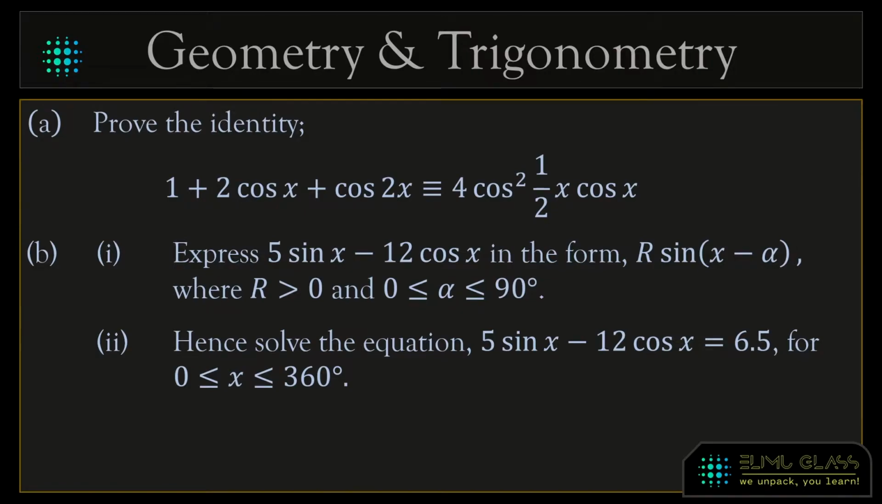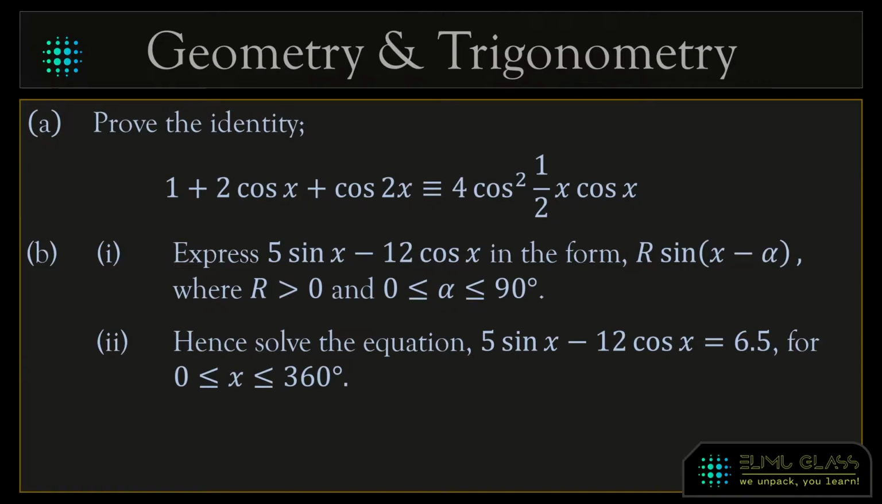Ideally, you can work with the right-hand side and show that it's the same as the left-hand side, or work with the left-hand side and show that it reduces to the same thing as the right-hand side. In this case, of course, it is easier to work with the left-hand side and show that it turns out to be the same as the right-hand side.